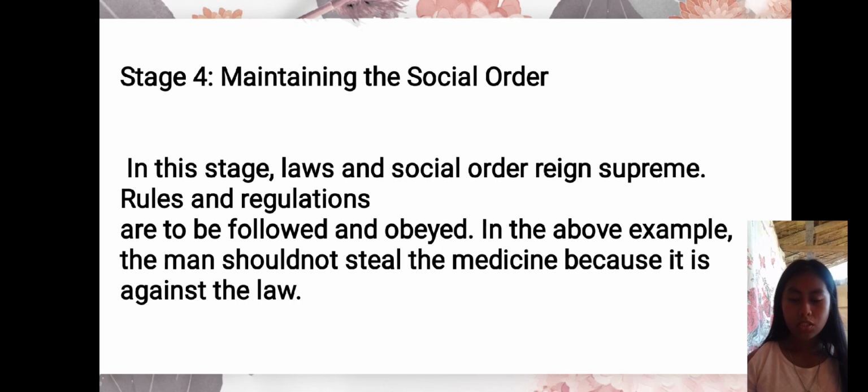So in the first stage, the community supports the man because he has a good intention, because of his moral intention or moral reasoning. But in stage 4, the community does not support him because they follow the rules, laws, or orders.